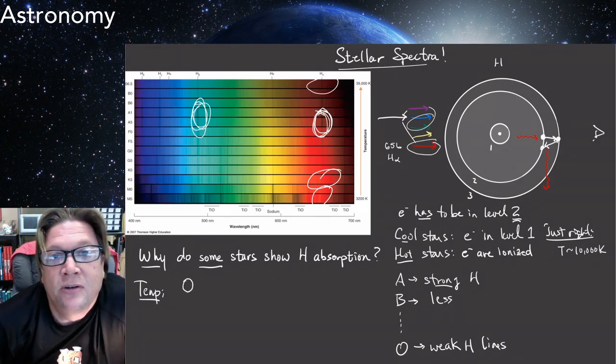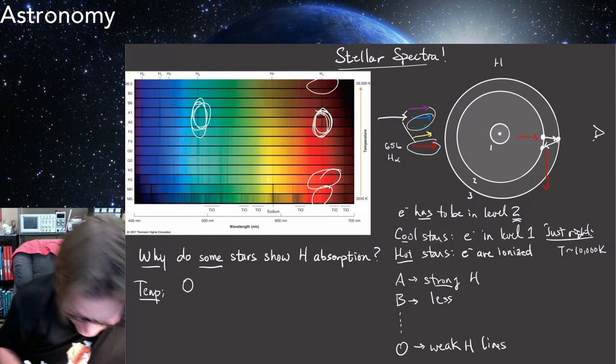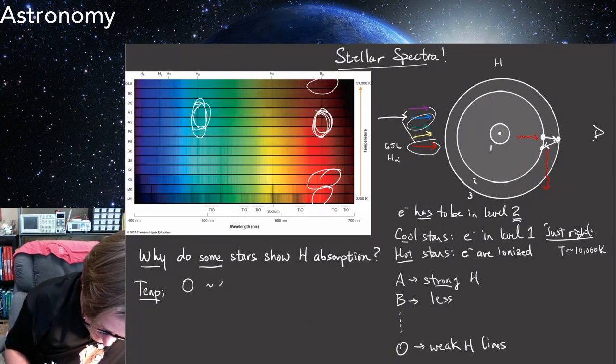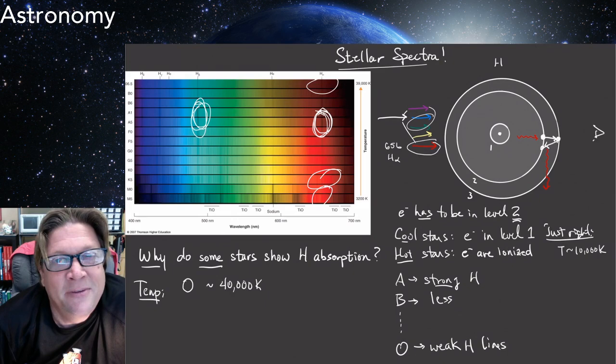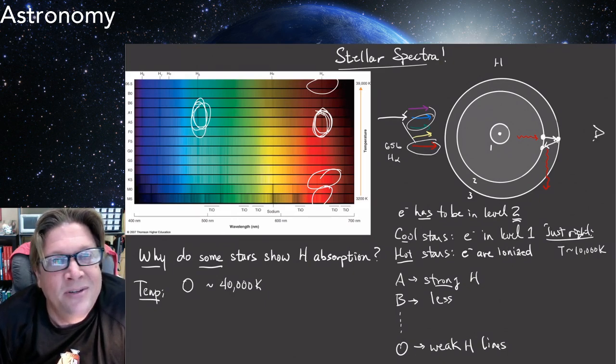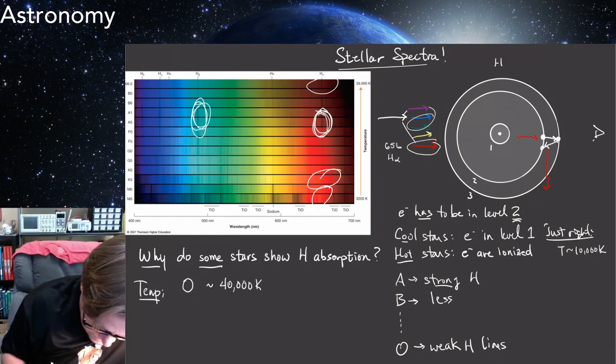type O stars are what turn out to be the hottest, at about 40,000. These are the surface temperatures, about 40,000 degrees. I can't remember them off the top of my head, so I'm just going to do about. There's a more precise table in the book. Type B is something like, what is it, 20,000? I don't know, something like that. You can look it up.